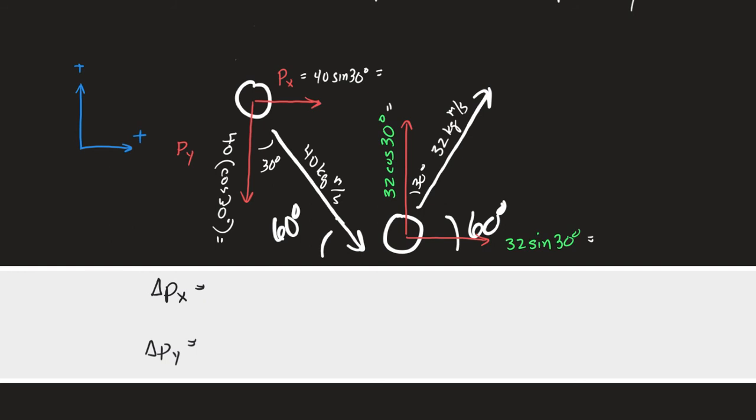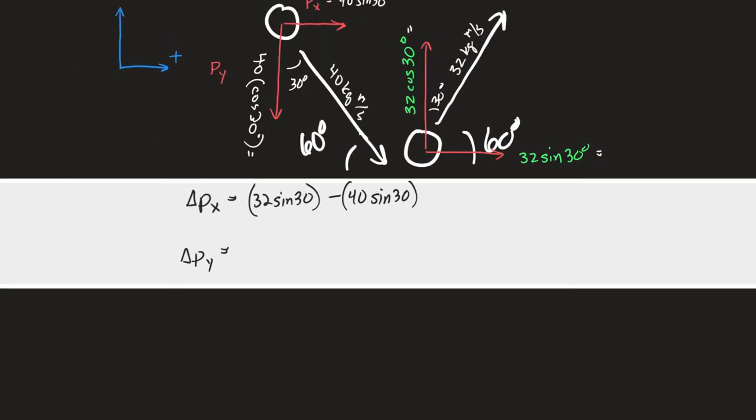So it looks to me like the final momentum in the x direction is 32 sine 30. That's this momentum. Minus the initial momentum in the x direction, which was 40 sine 30. That's got to be the change in momentum in the x direction. Any question about that? All right, so I'm going to keep going with that.